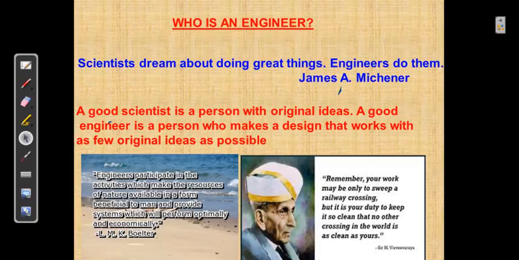Engineers participate in the activities which make the resources of nature available in a form beneficial to man and provide systems that will perform optimally and economically. Remember, your work may be only to sweep a railway crossing, but it is your duty to keep it so clean that no other crossing in the world is as clean as yours.